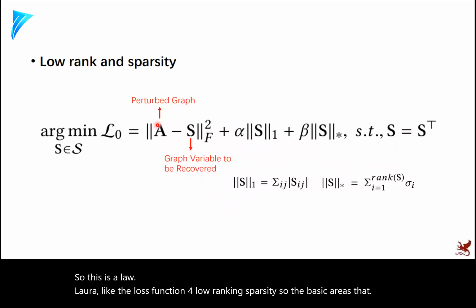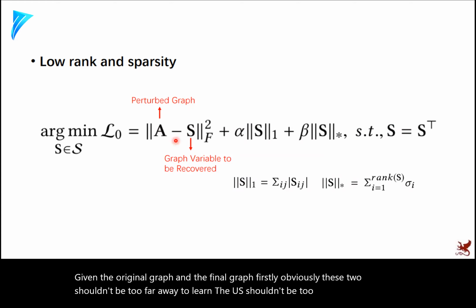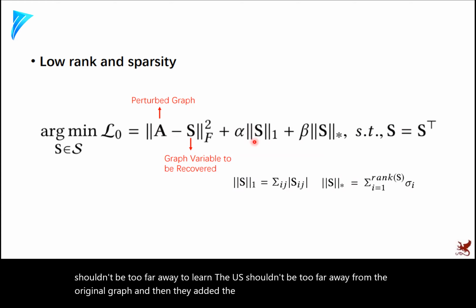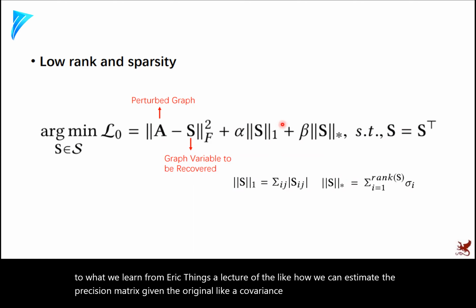So the basic idea is that given the original graph and the final graph, obviously these two shouldn't be too far away. The learned S shouldn't be too far away from the original graph. And then they added the alpha times the S norm term to it. This part is very similar to what we learned from Eric Xing's lecture on how we can estimate the precision matrix given the original covariance matrix. Somehow similar.